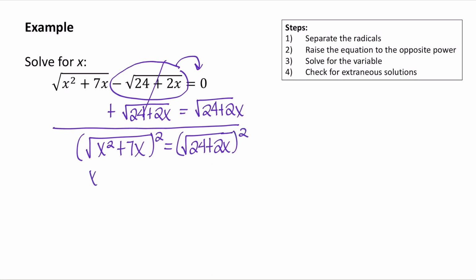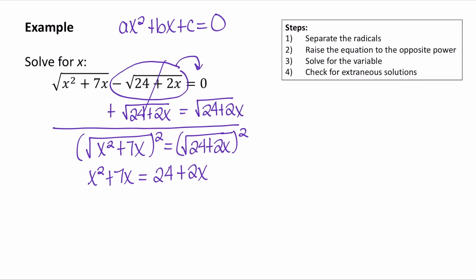So that gives me x squared plus 7x equals 24 plus 2x. So notice now this is just a quadratic equation. Remember, I always need to set my quadratics equal to 0 before I can solve. We want it to be in ax squared plus bx plus c equals 0 form before we can solve. So I'm going to take these terms over to the other side, starting with a minus 2x. Remember, that's going to combine with a 7x because only like terms can combine. So I have x squared plus 5x equals 24.